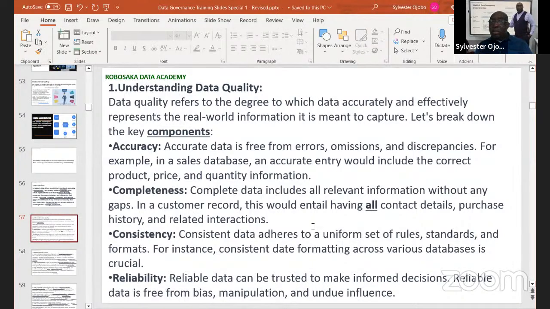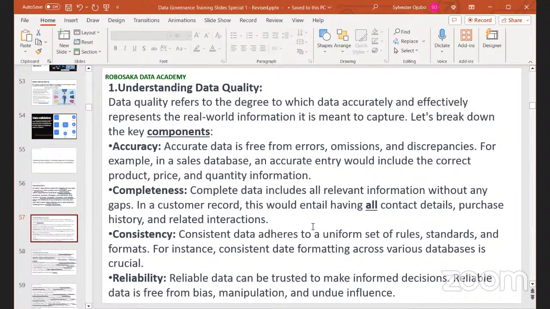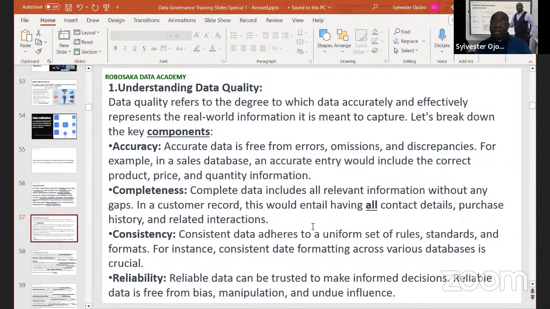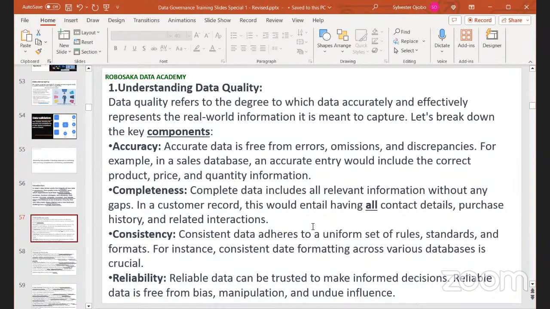Number one, accuracy. Accuracy simply refers to being free from errors, omissions, and discrepancies. Is that correct? Yes, thank you, Bridget. For example, in a sales database, if you have worked in a sales company before, maybe M&S or ASDA, an accurate entry would include the correct product, correct price, and correct quantity information. Is that correct? Good. Absolutely. Thank you.